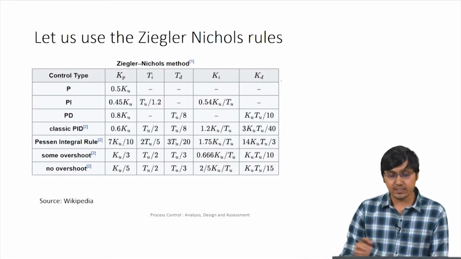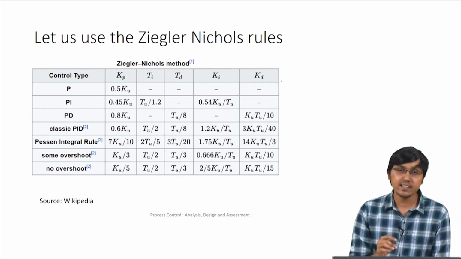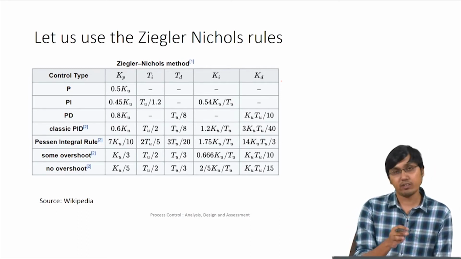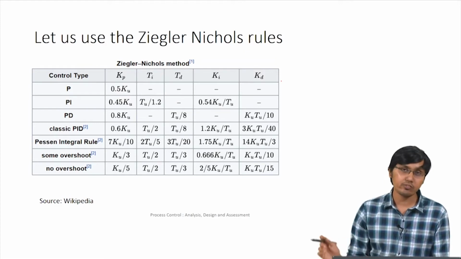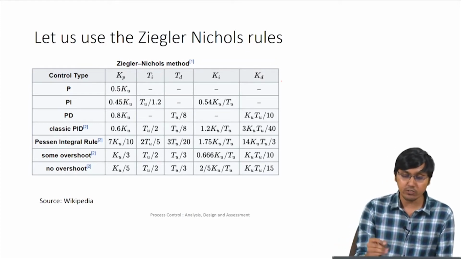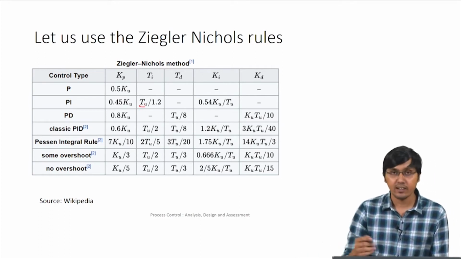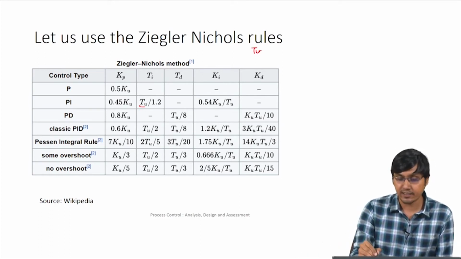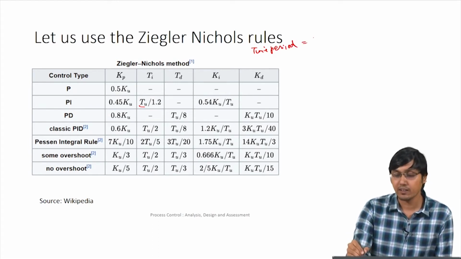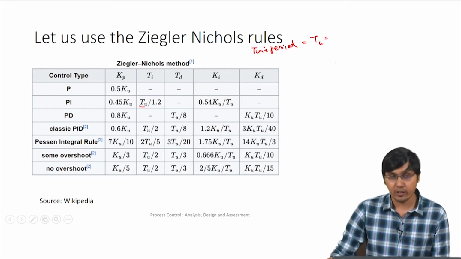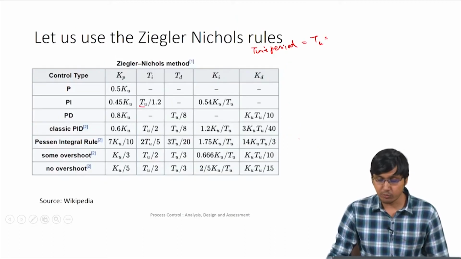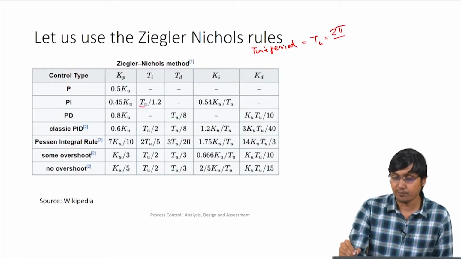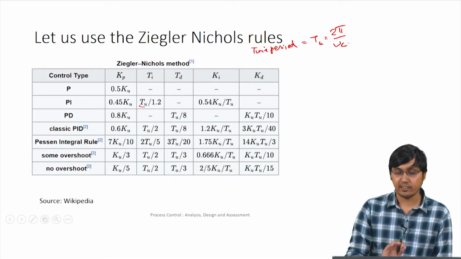And then the Ziegler-Nichols method, there's a table. From Wikipedia I have taken this table. Basically what you do, once you find the ultimate gain, that is Ku, and the period of oscillations, Tu, which is what we derived in the previous slide, 2 pi by omega c. So we have calculated the Tu value.